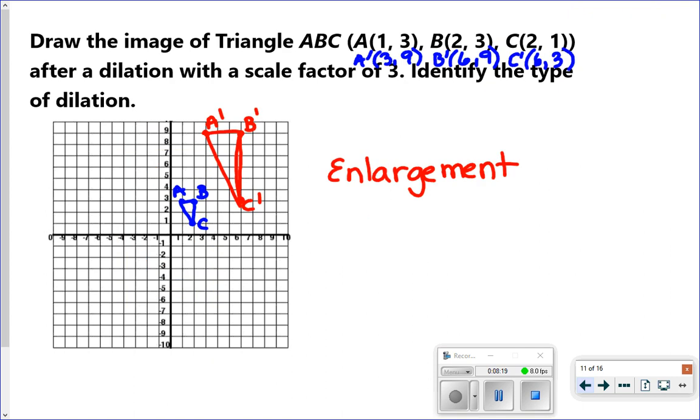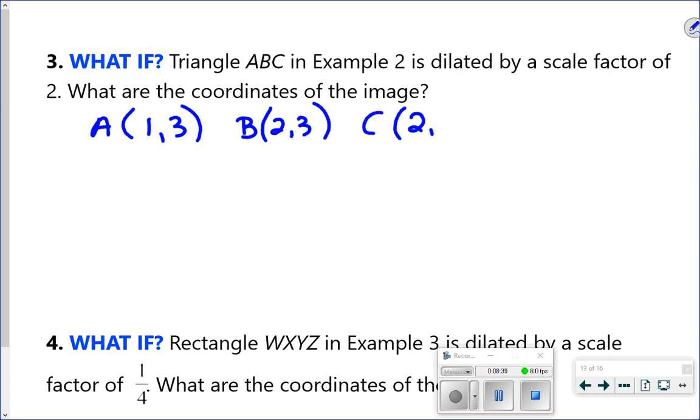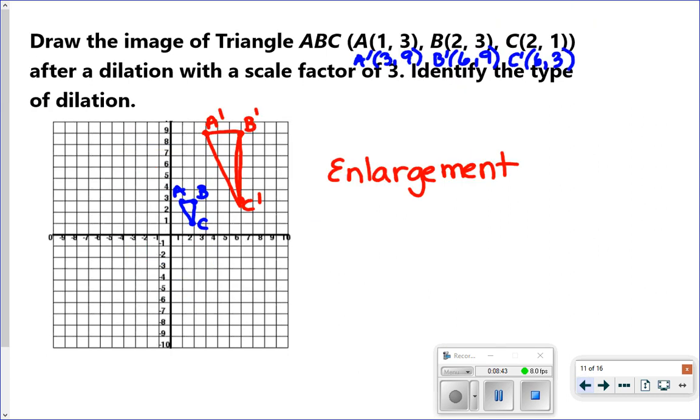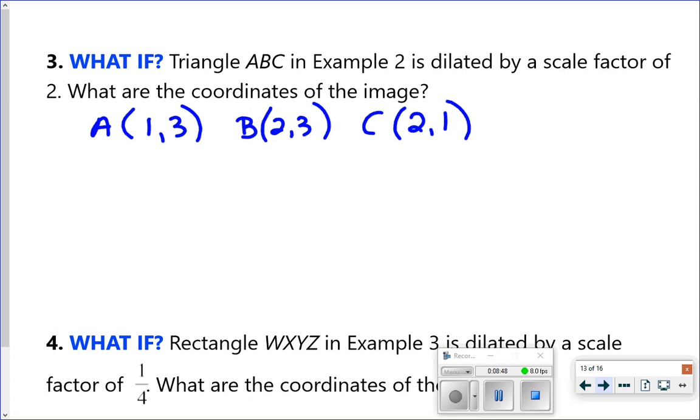So ABC, let's see, 1, 3, 2, 3, 2, 1. Okay, so A, we had 1, 3. B, we had a 2, 3. C, we had at 2, 1. Let me double check that I did that right. 1, 3, 2, 3, 2, 1. Yes, I did. Okay. All right, so go ahead and pause the video. Try to find our new ordered pairs.